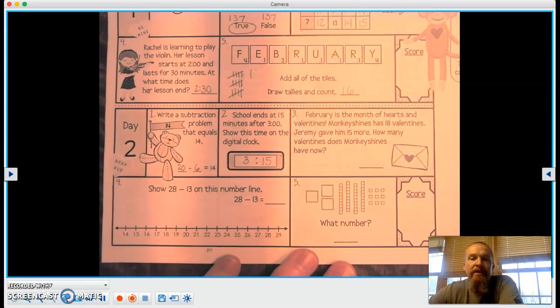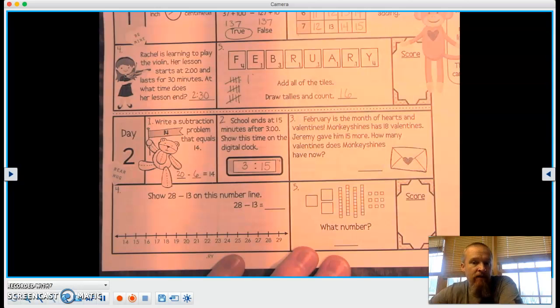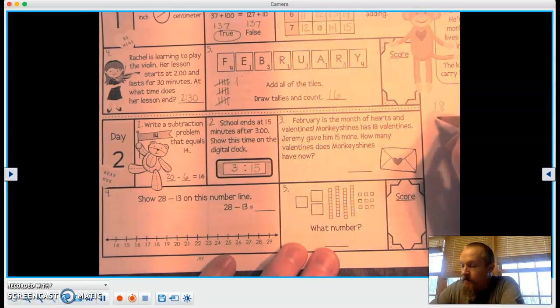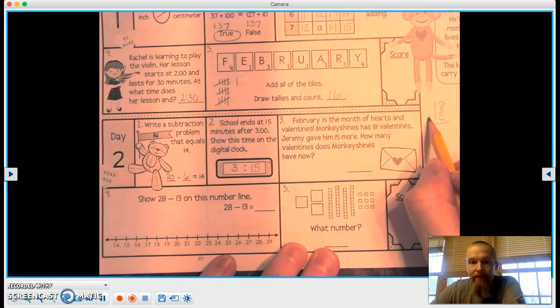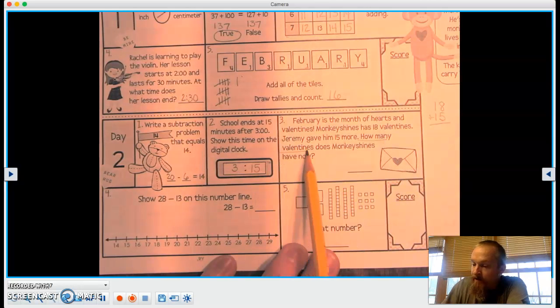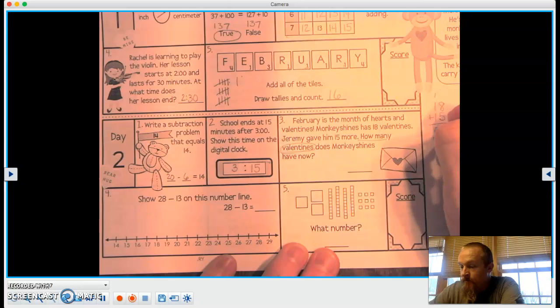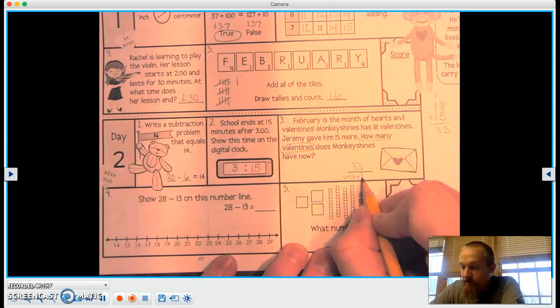Number 3. February is the month of hearts and valentines. Monkey Shines has 18 valentines. Jeremy gave him 15 more. How many valentines does Monkey Shines have now? So we're going to start with the 18, and the 15 that he was given, 15 more. So we're going to add those together. Well, 8 plus 5 equals 13. Well, 1 plus 1 plus 1 is 3. So he has 33 valentines.